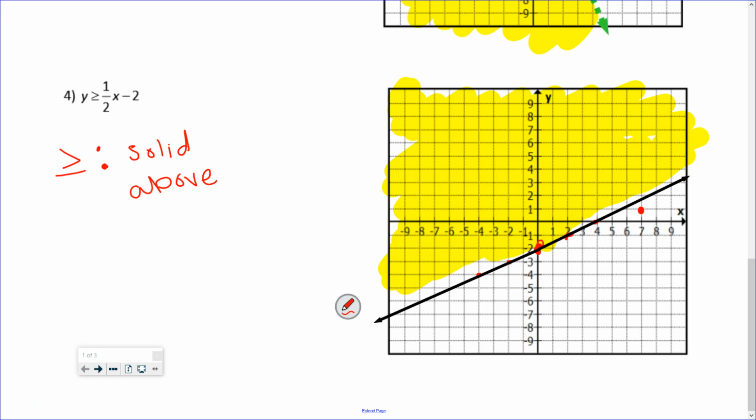Angelica, you give me a point that is a solution. -2, 4. We go right here. Do y'all agree with her? Yes. Absolutely. That's in the shaded region. Good.